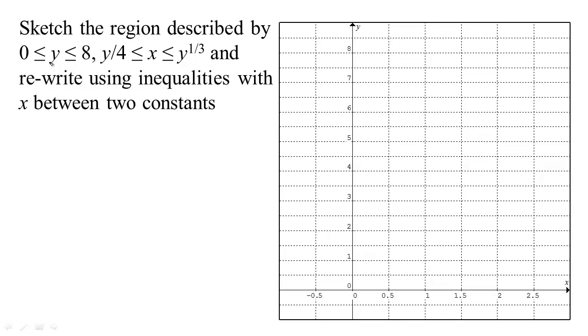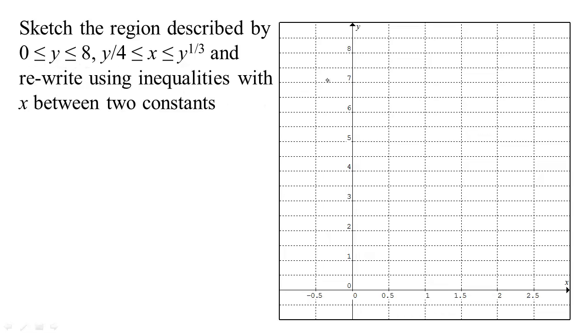Here we've got y between two constants and then x between two functions of y, and the problem is asking us to rewrite this so that we have inequalities where x is between two constants. That would mean y is probably going to have to be between two functions of x. Let's just start off by sketching the region.